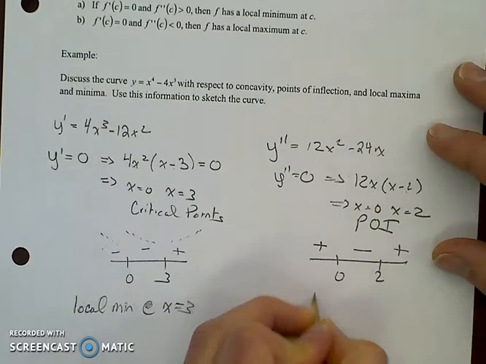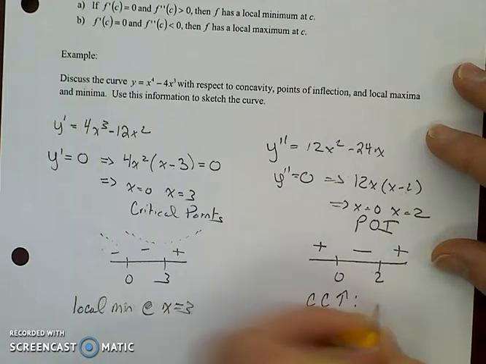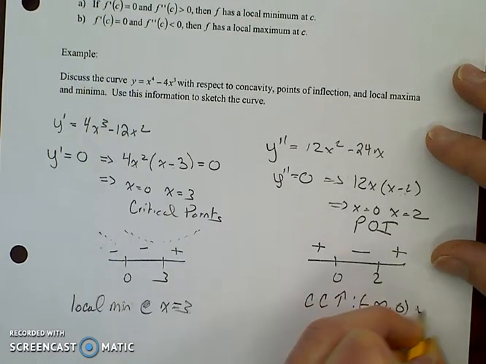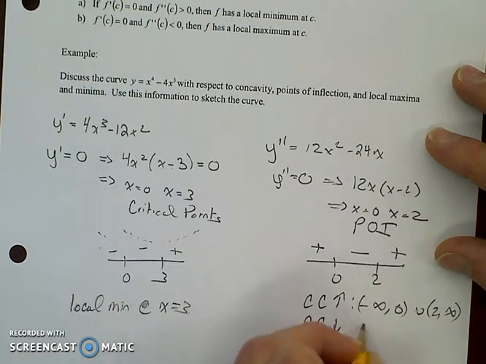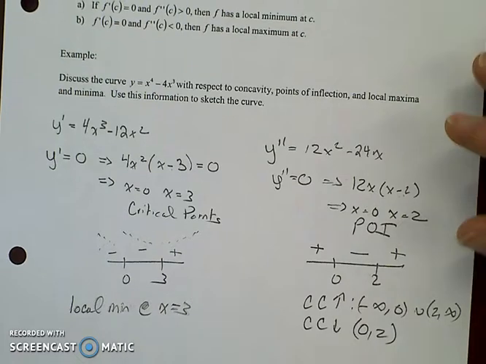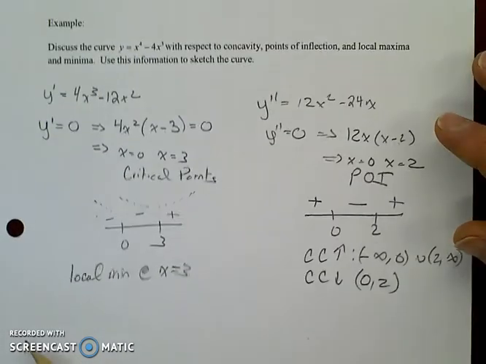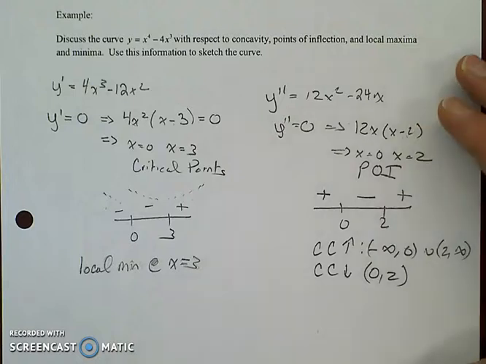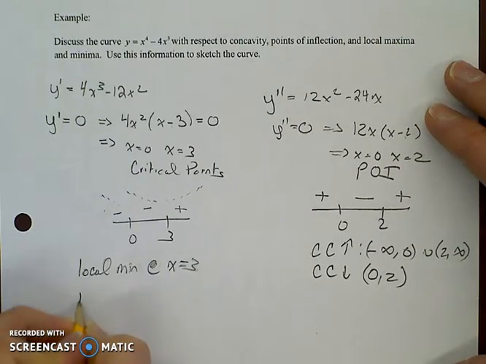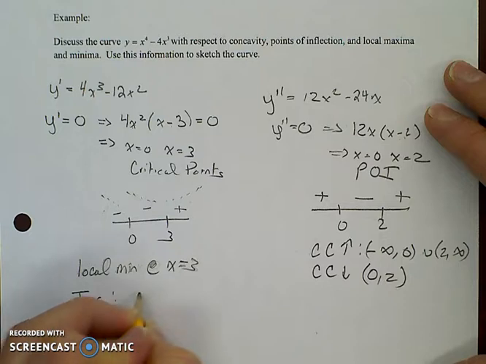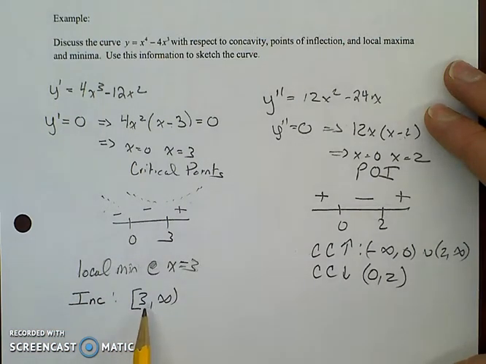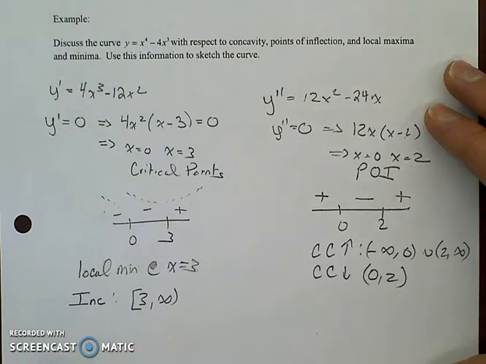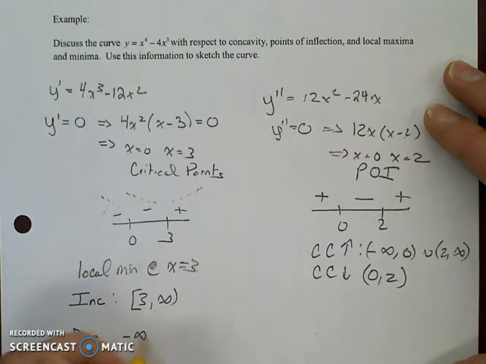If we want to sketch this curve, we're going to need to do two things here. One, our concavity intervals: concave up on negative infinity to 0 or 2 to infinity, and concave down from 0 to 2. Notice that for the second derivative it's always open brackets. The one thing I did not do with the first derivative: we can go increasing on the interval 3 to infinity. When you look at first derivatives, we use closed brackets, and we're decreasing on the interval negative infinity to 3.